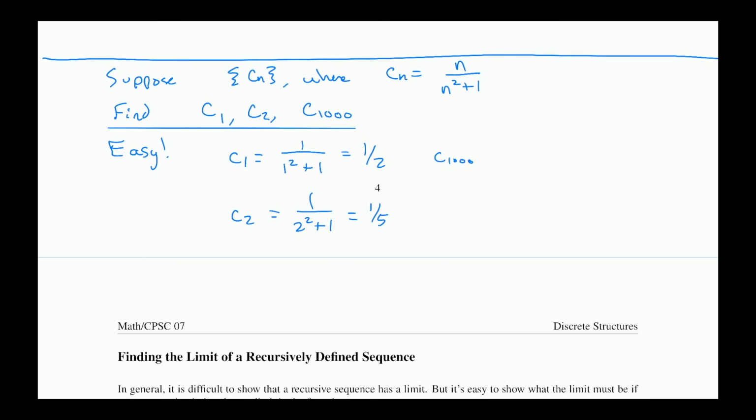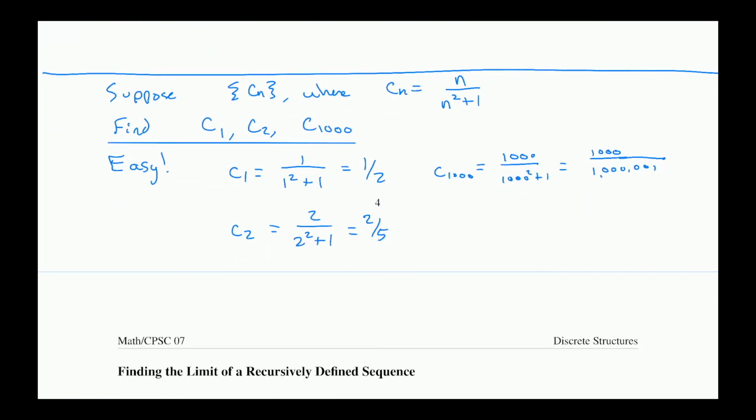C1000, that's easy. Oh, wait, this is wrong. Top should have been 2, right? 2/5. Okay, C1000, easy. 1000 over 1000 squared plus 1. So that's 1,000 over, I think, 1,000,001. If I did that right. The point is that it's easy to write down.